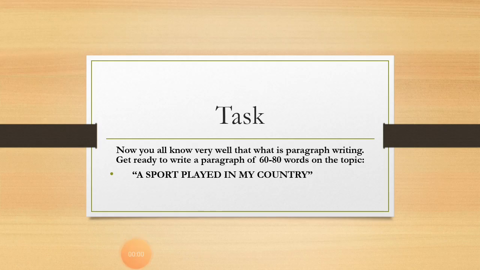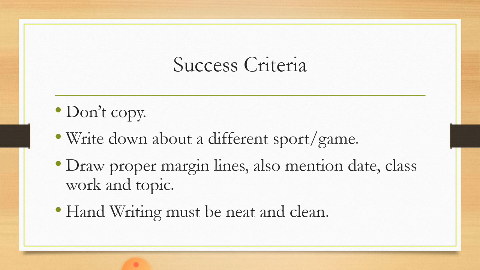There is a task for you. Now you all know very well what paragraph writing is. Get ready to write a paragraph of 60 to 80 words on the topic a sport played in my country. And the success criteria is don't copy, write about a different sport or game, draw proper margin lines, also mention date, classwork and topic. And your handwriting must be neat and clean.